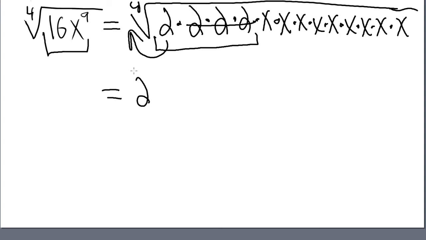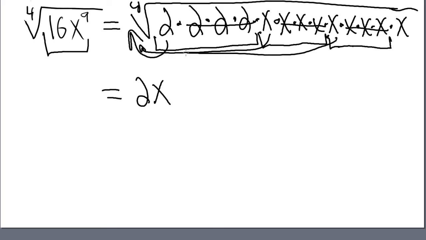Now let's look at our x's. How many groups of 4 do we have? We have this 1, 2, 3, 4. Cross out 3, move it to the front to get 2x. We have another group of 1, 2, 3, 4. Cross out 3, move that to the front to get another x.